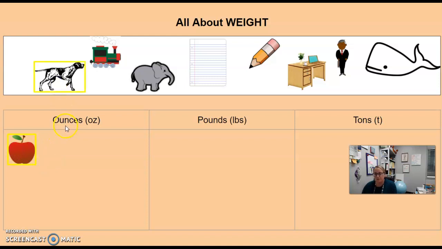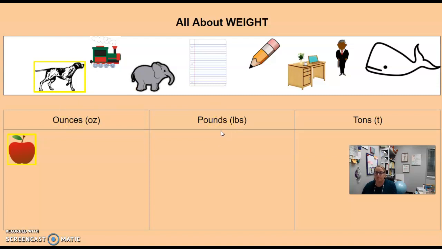Okay, what about our dog? If we have a dog, are we going to use ounces, pounds, or tons? Turn and talk to somebody. What do you think we're going to use? Ounces, pounds, or tons? All right, come back to me in 3, 2, 1, 0. Eyes and ears on me. If I have a dog, what would we use? Would we use ounces or would we use pounds?